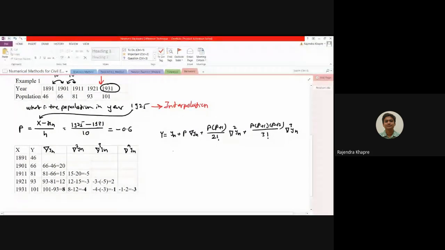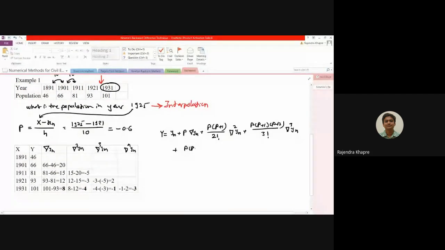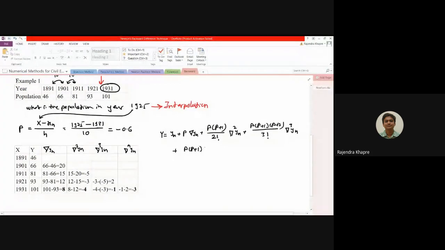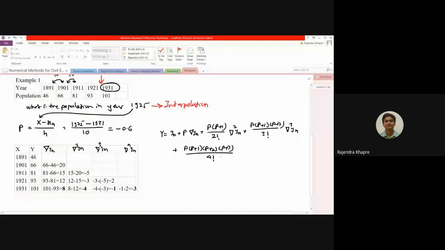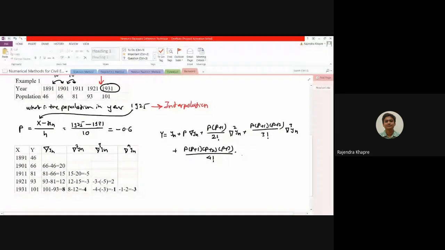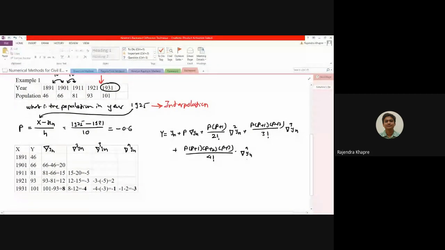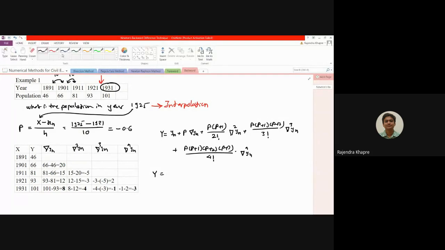So we have one more term. Here you will have p into p plus 1 into p plus 2 into p plus 3 divided by 4 factorial into delta to the power 4 yn. So now all we have to do is substitute the values. Now yn is nothing but the last value of y, so here I'm just going to substitute 101.